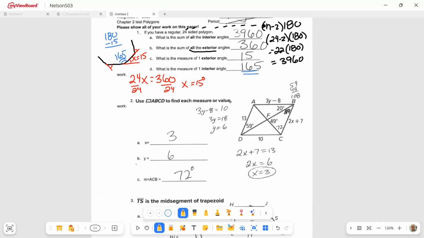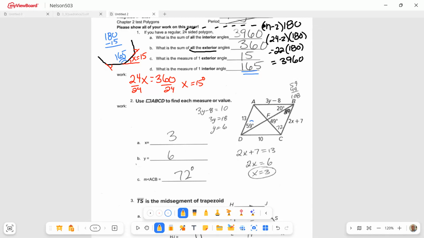All right. The sides in a parallelogram, opposite sides I should say, are equal to each other. So I set them equal to each other and solve for y. I set them equal to each other, and I solve for x. All right, so that's how I get my x and my y. To get the angle, that's a different story.